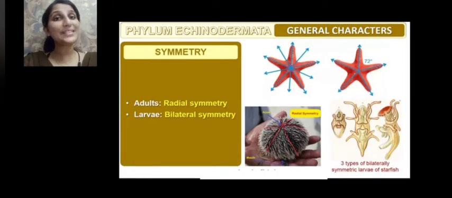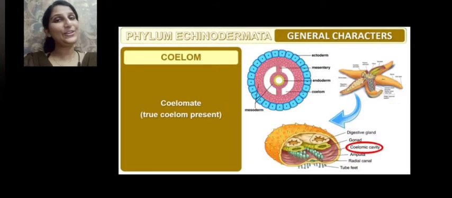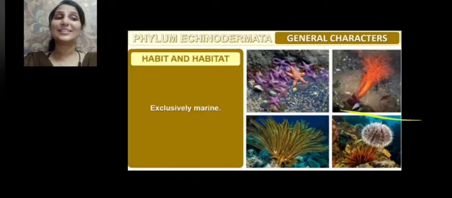With regard to the symmetry in Echinodermata, there is a slight change. The adults have radial symmetry, whereas the larval stage has bilateral symmetry. So within a single life cycle, two types of symmetry can be studied. And about the germ layers, they are triploblastic, meaning they have three germ layers: ectoderm, mesoderm, and endoderm. And they have a true coelom, so they are called coelomate.